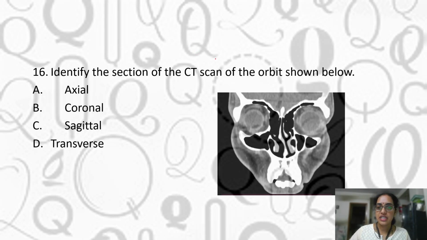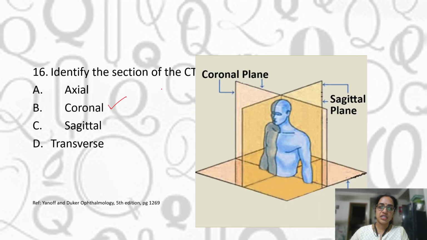Identify the section of the CT scan of the orbit that is shown in this picture. So you should know there are three main sections of scan that you see. So this scan is taken, it is parallel to the left right axis of the body. So this is known as the coronal scan. Okay, so the right answer here is coronal.